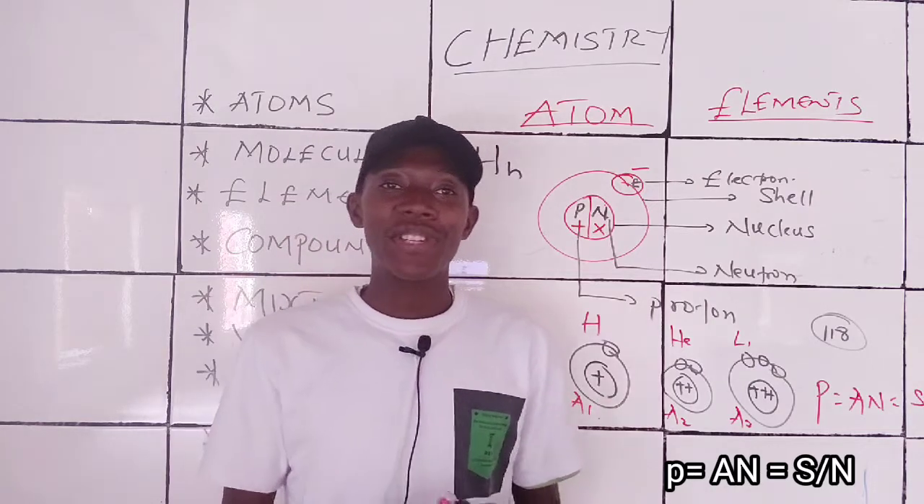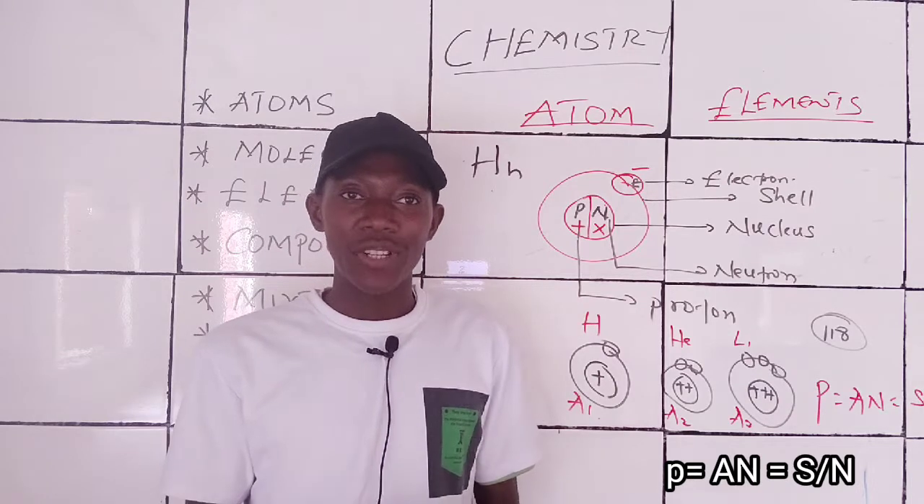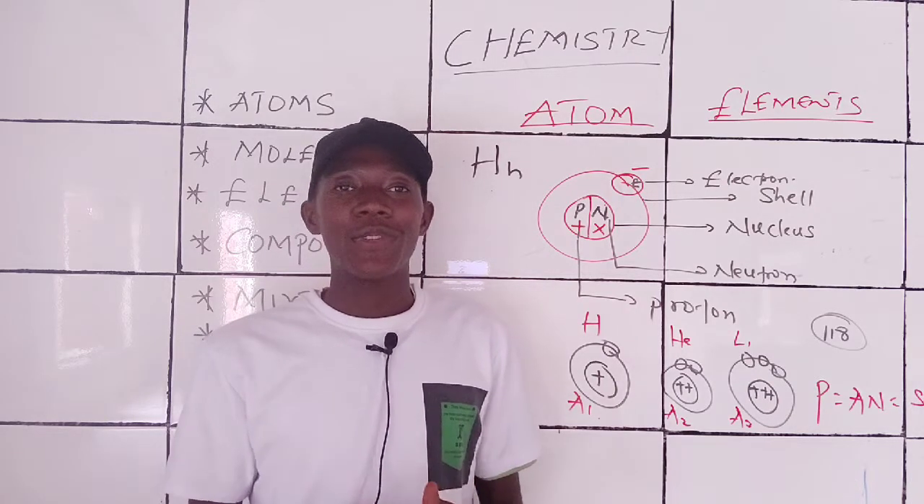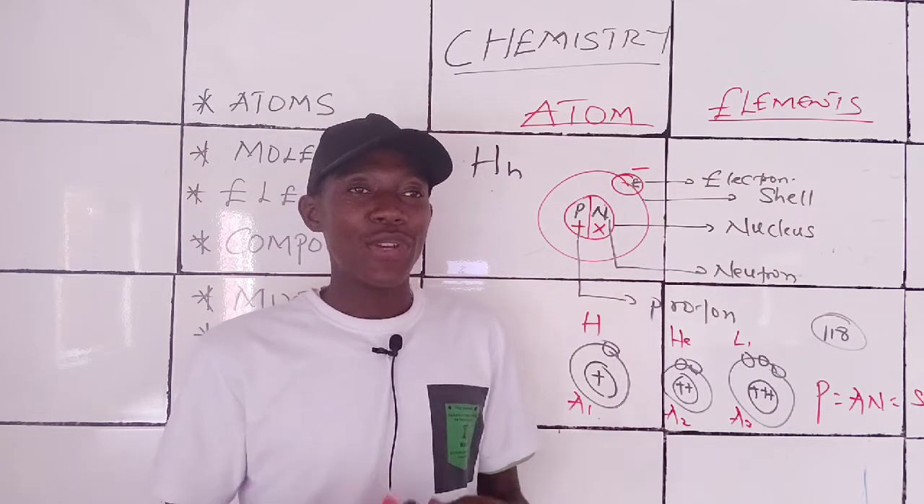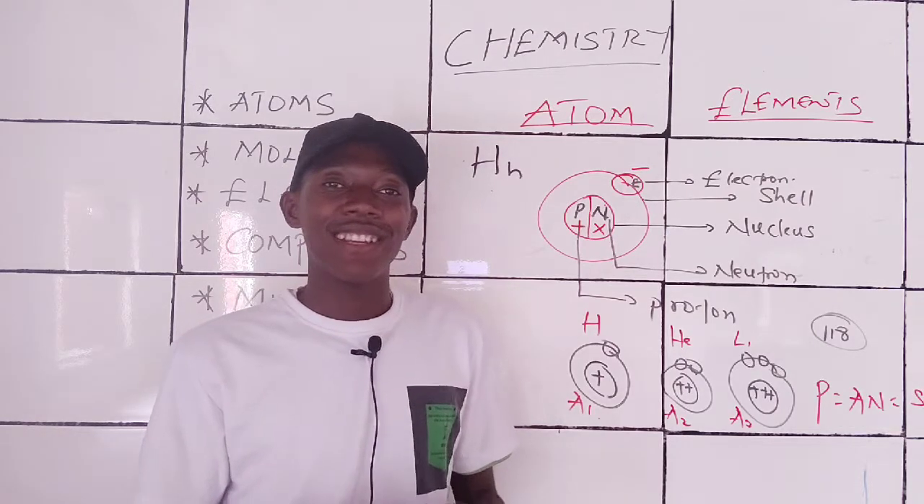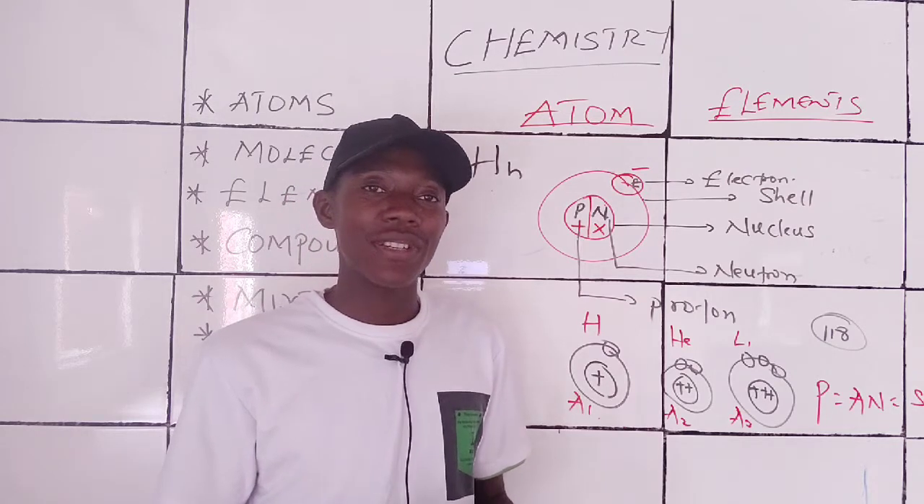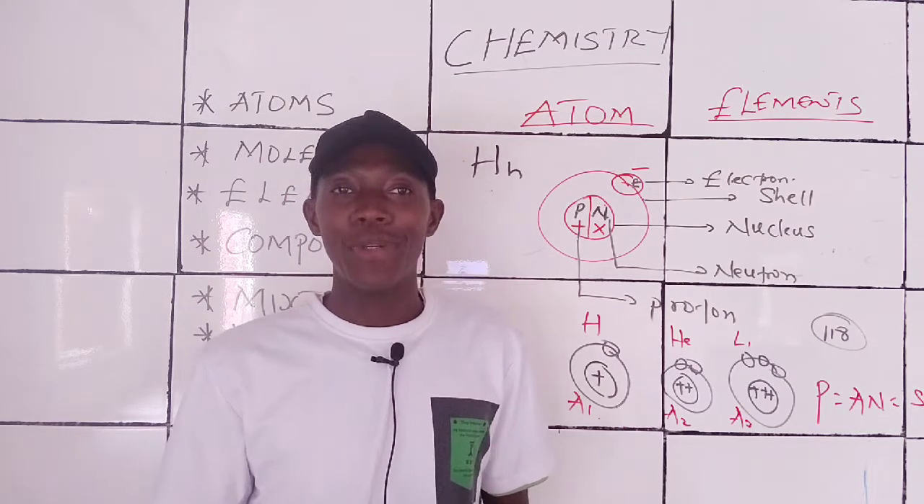So if I pose a question to you and I say, why is sodium number 11 in the periodic table? You say, well, sodium is number 11 in the periodic table because sodium has 11 protons and 11 electrons, and the number of protons equals the serial number of the elements in the periodic table.